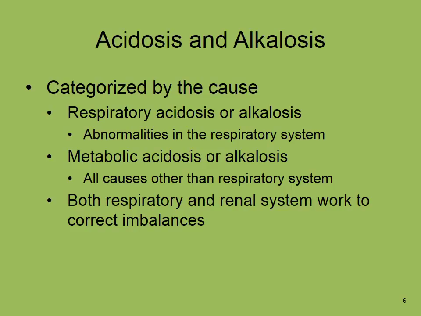Acidosis versus alkalosis. This is always categorized by the cause. We can get respiratory acidosis or alkalosis. That means the respiratory system has some sort of abnormality going on that's causing the body and the bodily fluids to be either acidotic or alkalotic. Then we have our metabolic acidosis or alkalosis, which is any other cause other than the respiratory system that's changing our pH or our acid-base balance. Both of these systems can work to correct imbalances. Metabolic can correct respiratory and vice versa.